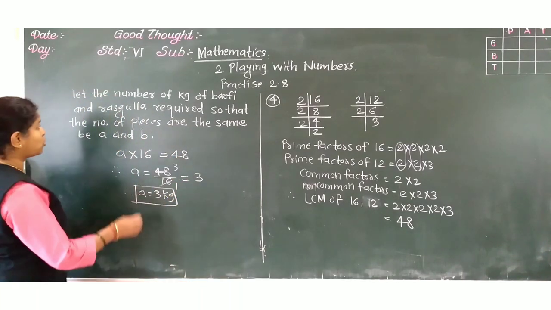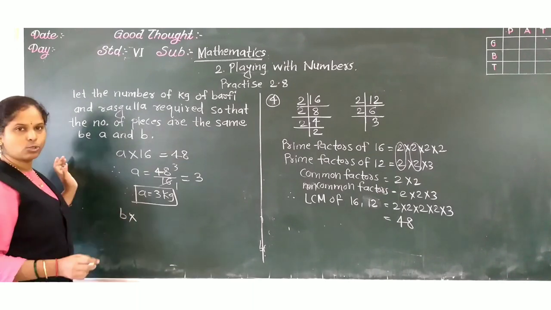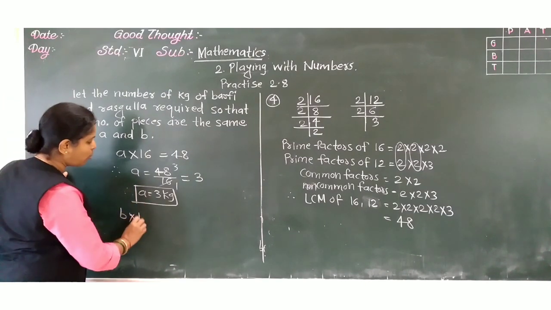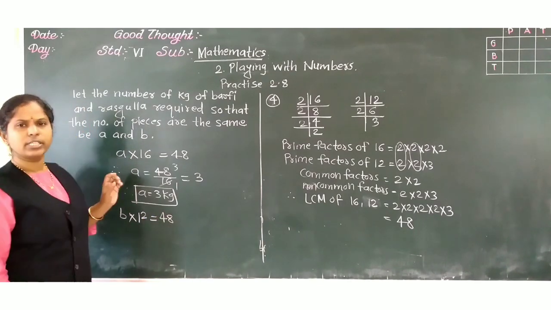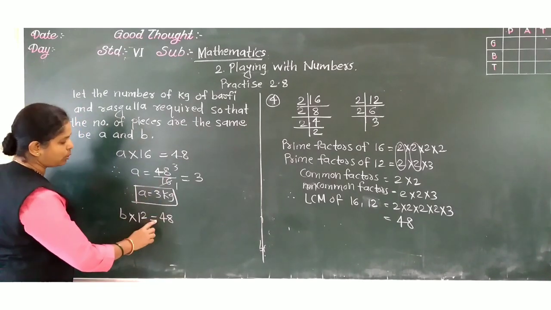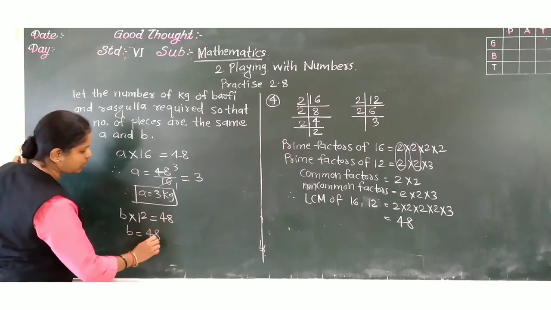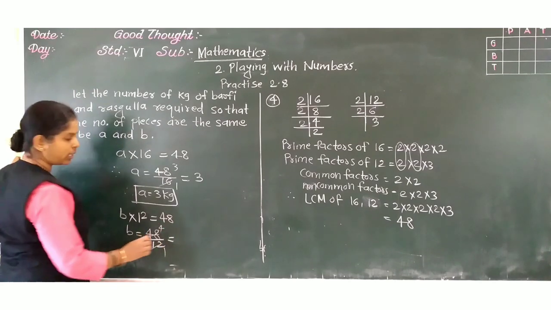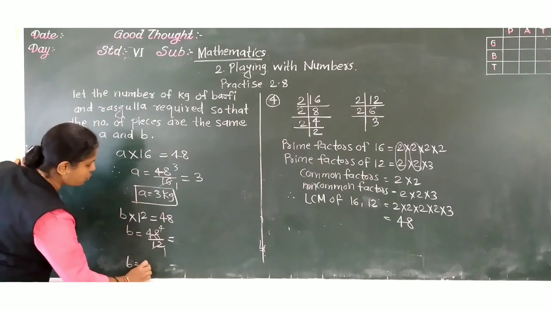And how many kg of rasgullas should we purchase? Now B is for rasgulla. How many kg? B kg for rasgulla. How many pieces of rasgulla are there? 12. The least number of pieces is the same, that is 48 for both. So 12B is equal to 48. So again B is equal to 48 divided by 12, that is 12 ones are 12, 12 fours are 48. So B is equal to 4 kg.